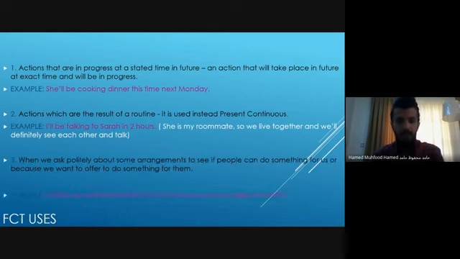The third use is that we use the future continuous tense when we ask politely for something. When we ask politely about some arrangement. If you know that someone is about to go somewhere and you know that they will do something for you, if you want something from them, you can use the future continuous tense. Like for example, will you be going to the kitchen? Can you bring me a glass of water?